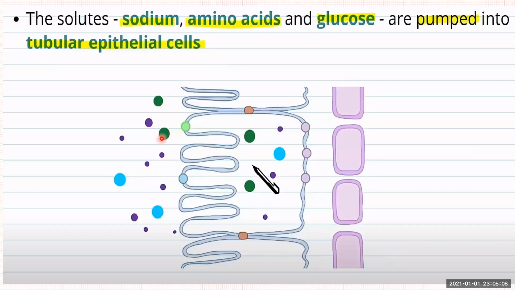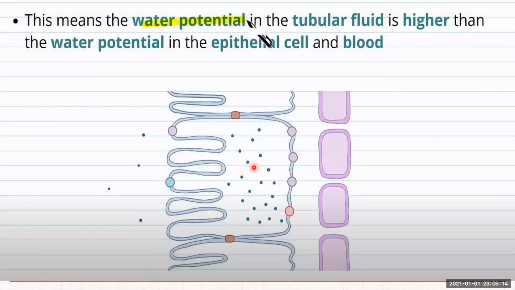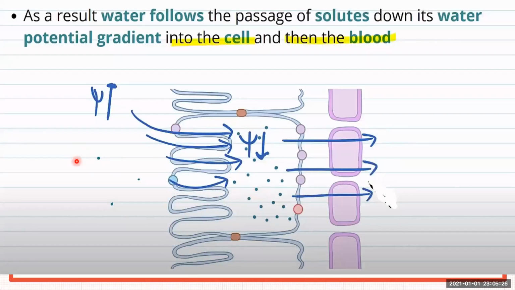As these solutes, which are sodium, amino acid, glucose, are pumped into the tubular epithelial cells, this means that water potential in the tubular fluid becomes higher as compared to the epithelial cell and the blood, right? So water potential here is more and water potential here is less. You know that water follows the passage of the solutes down its water potential gradient.